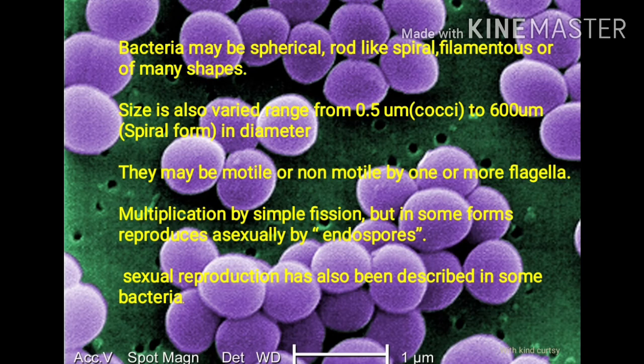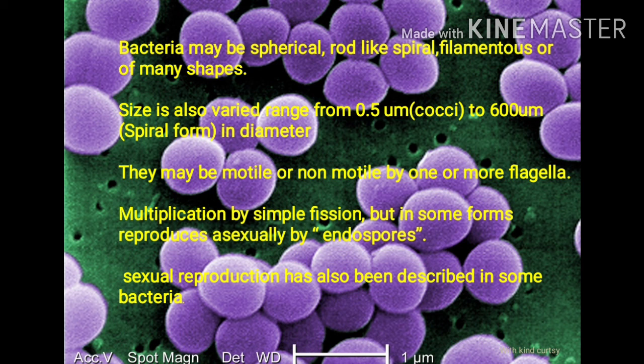The important characteristic of bacteria is that they may be spherical, rod-like, spiral, filamentous, or of many shapes. The size is also varied, ranging from 0.5 micron, particularly in cocci, to 600 micron in spiral forms in diameter. They may be motile or non-motile by one or more flagella.